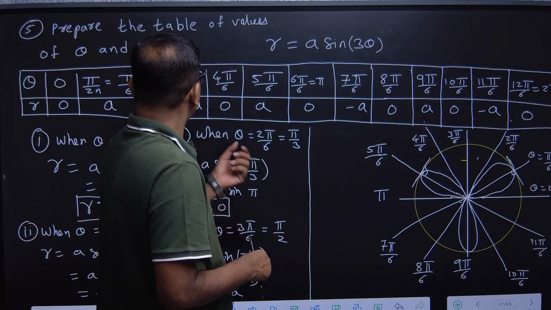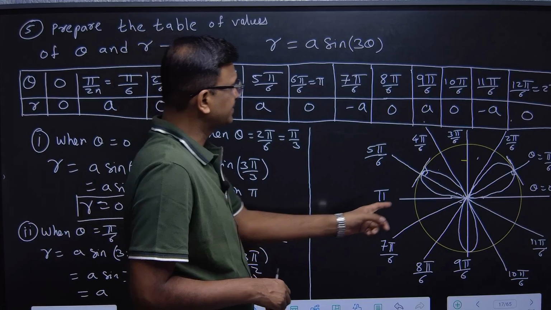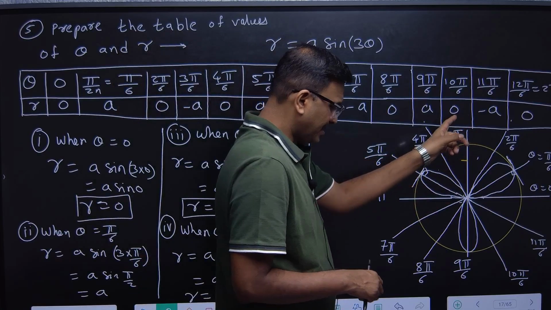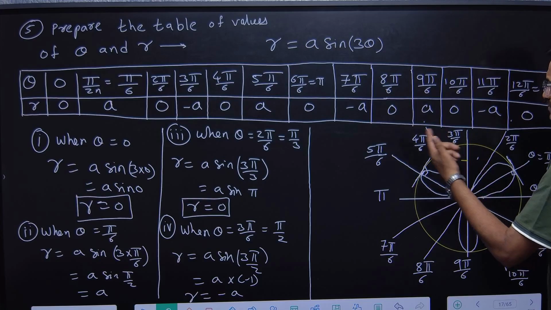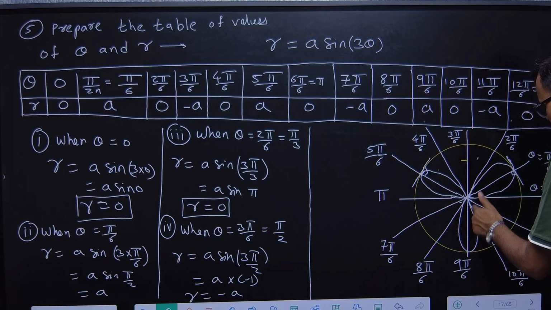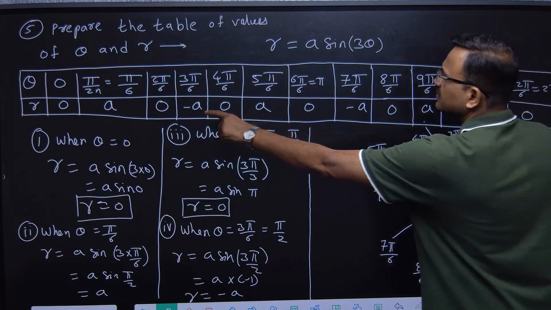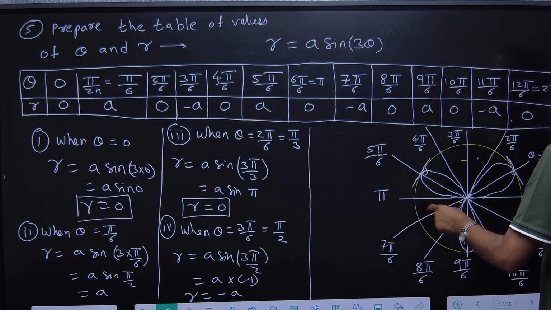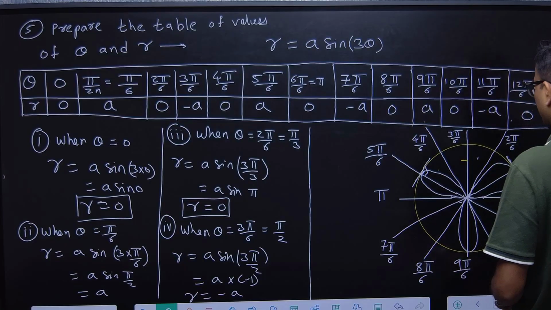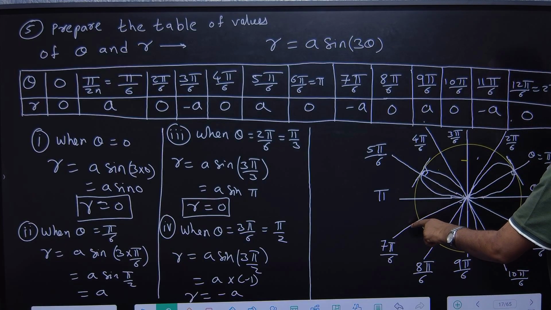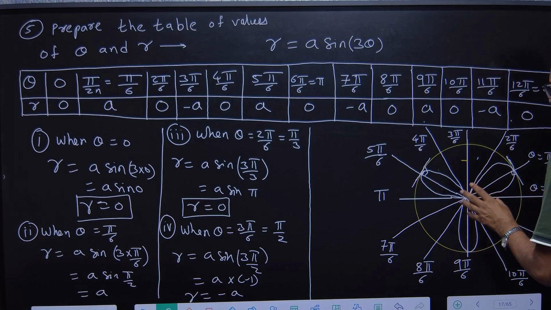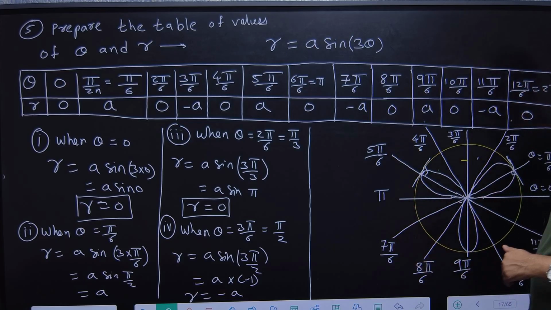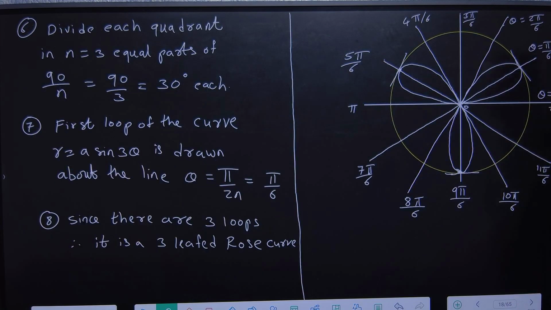What happens with minus a? See, when theta is 3 pi by 6, r is minus a. If r was plus a there, we could have drawn the loop here itself. It is negative. So on the same line in the opposite quadrant, we get that loop of 3 pi by 6. Similarly, when theta is 7 pi by 6, r is minus a. So see, 7 pi by 6 is this line, there r is minus a. So on the same line in the opposite quadrant, we have got the loop. So when you find n is odd, we get the same number of loops. Like in this case, n is 3 and the loops are also 3.